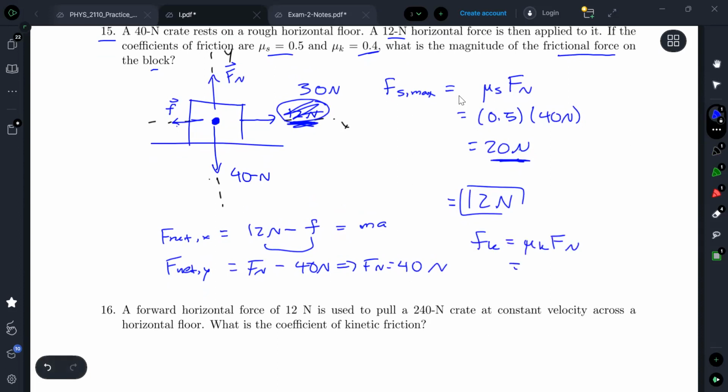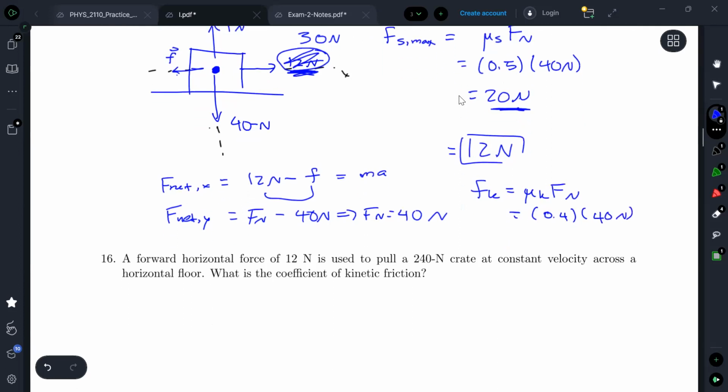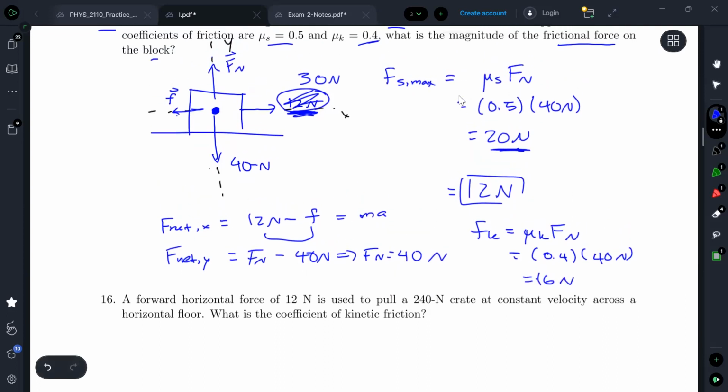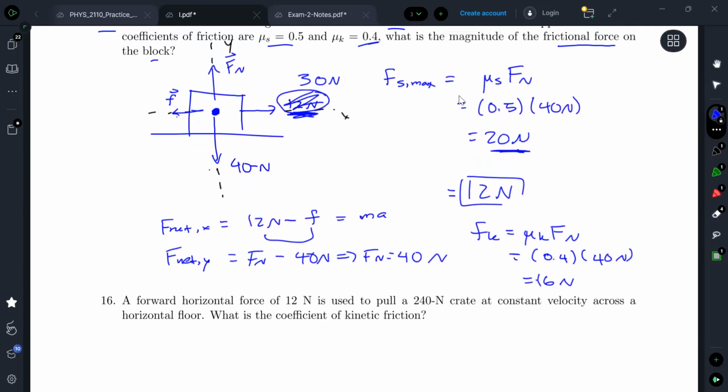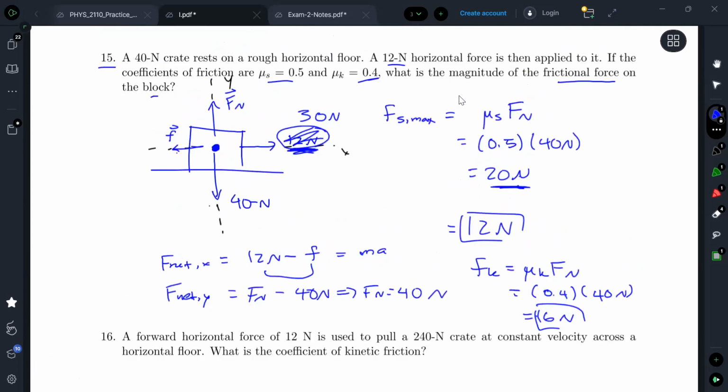And so that is going to be 0.4 times 40, which is 16 newtons. That would be our frictional force in that case. Okay, so kinetic's actually the easier one in a lot of cases to apply. Static's a little tricky.